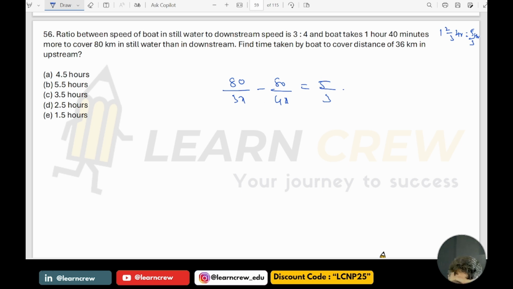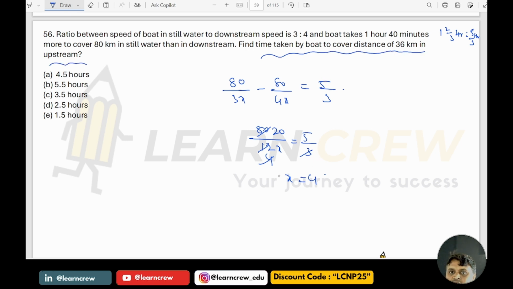So now what you can do? The LCM gives 320 minus 240, which is 80. So 80 by 12x is equal to 5 by 3. So 3 4s are 12, 4 5s are 20, so x is 4. Now find the time taken by the boat to cover 36 kilometers upstream.